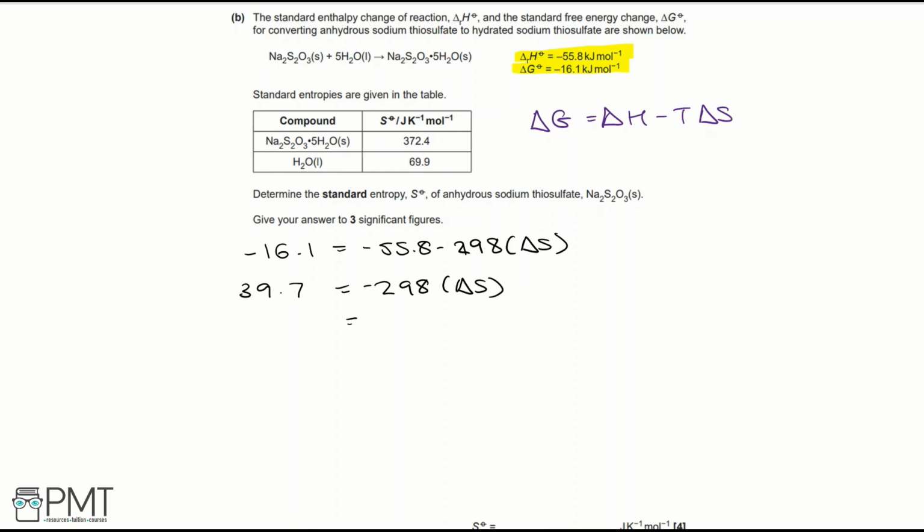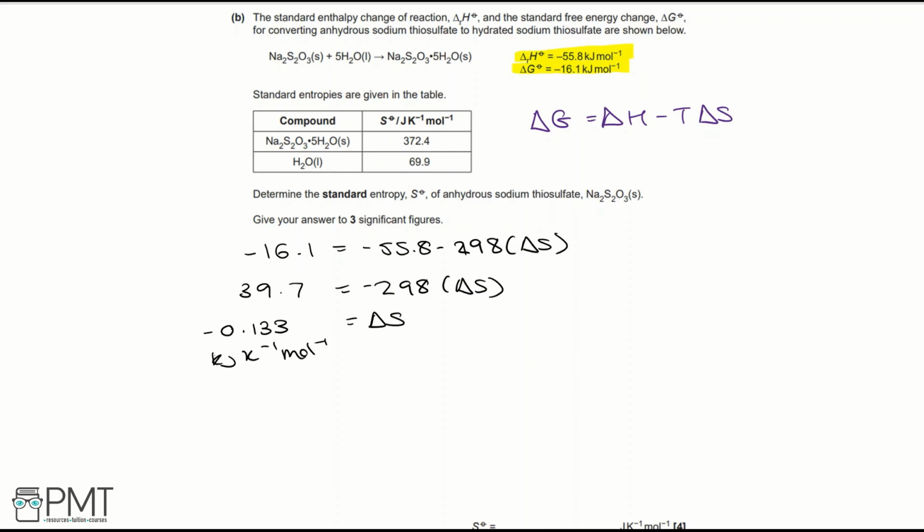39.7, and then dividing by minus 298, we get delta S is equal to minus 0.133, and this is measured in kilojoules per Kelvin per mole.